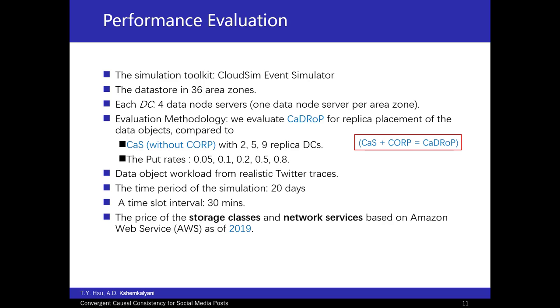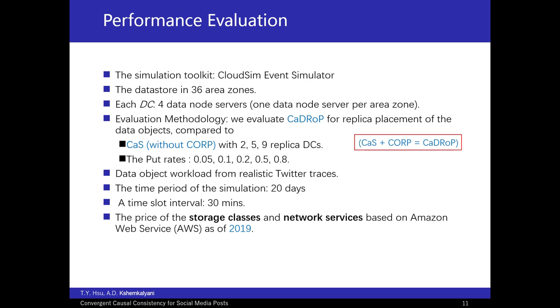The performance evaluations are as follows. The data store is deployed in 36 availability zones in a discrete-event simulator tool. Each data center is composed of 4 data node servers. We evaluate catch-up for replica placement of the data objects compared to case CS with different predetermined numbers of replica data centers with cache control. Actually, without the cache control, catch-up is equivalent to case CS.